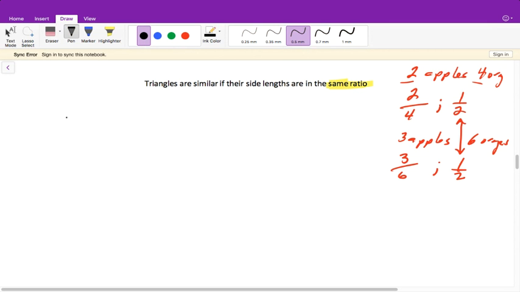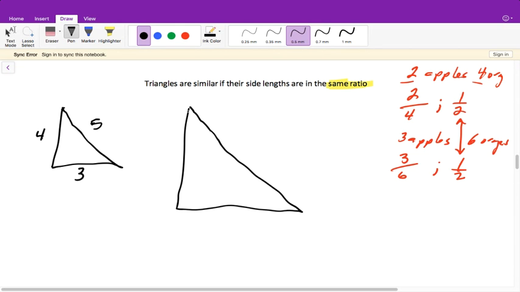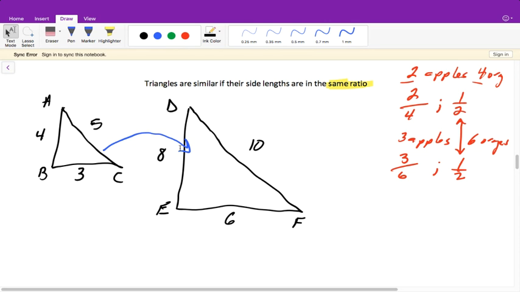So let's write that first problem I had in the very beginning. We had that this was 3, this was 4, this was 5, and then we had 6, 8, and 10. I believe it was A, B, C, and D, E, F. So now when we have these triangles, what you need to do is decide which triangle you want to compare from and to. So I'm going to go from the smaller one to the larger one. So it's important that you stay consistent while you do this.